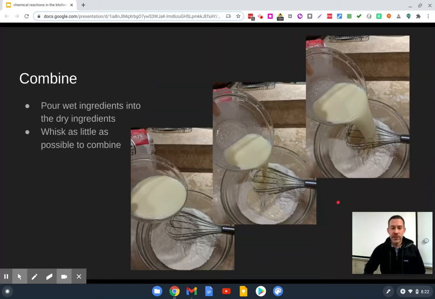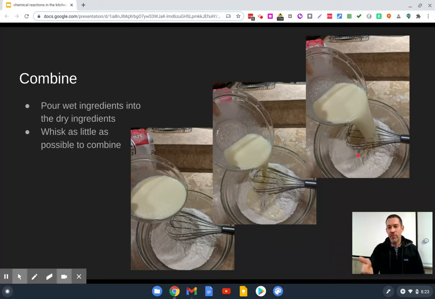And then you're going to add your wet ingredients to your dry ingredients and stir that around with a whisk or a fork. You want to do this as little as possible. I'm not going to go into detail about why. I'll give you a little bit.